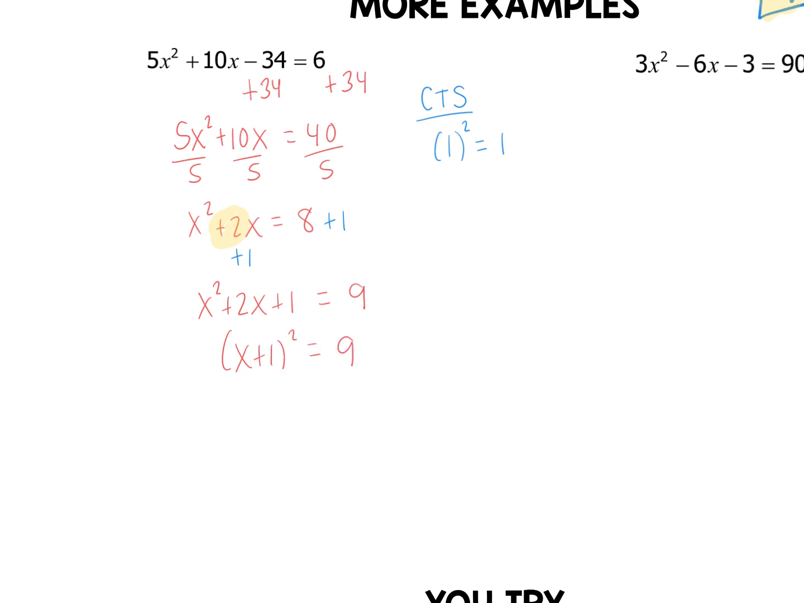Now to solve this for x, I want to get rid of the squared. So to do that, I want to square root it so that the square root and the squared undo each other. So I have x plus 1 equals the square root of 9. I'm going to put plus or minus 3.